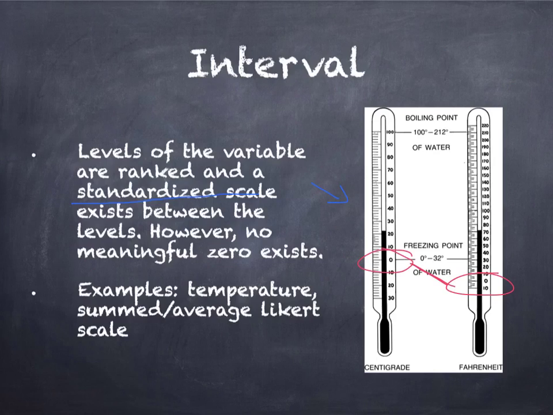Beyond temperature, the most common form of interval level of measurement your students are going to see is if you take those Likert scales, so strongly agree, agree, neutral, disagree, strongly disagree, and let's say you have a 10-item scale like the Rosenberg self-esteem scale.